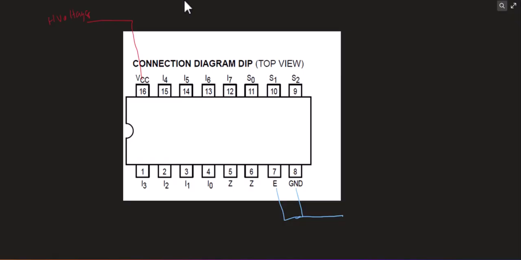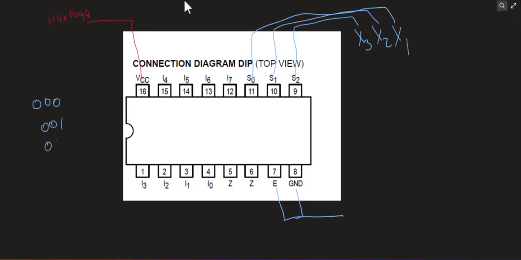We decided that we were using X3, X2, and X1 as our select. So X3 goes to S2, X2 goes to S1, and X1 goes to S0. And we had 000, 001, 011, and 111. So we wanted those values, which are 0, 1, 3, and 7, to be high.